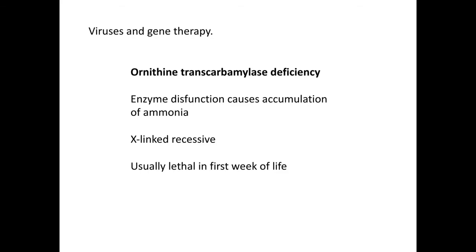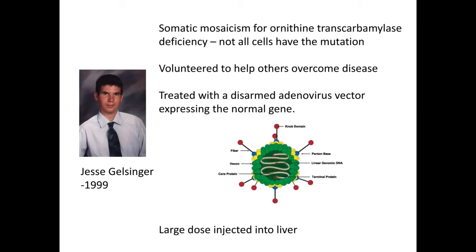There's a disease called ornithine transcarbamylase deficiency. This disease is an enzyme dysfunction that causes accumulation of ammonia. It's X-linked recessive, and usually it's lethal. But there was a young man named Jesse Gelsinger who was one of the first people to receive a gene therapy.